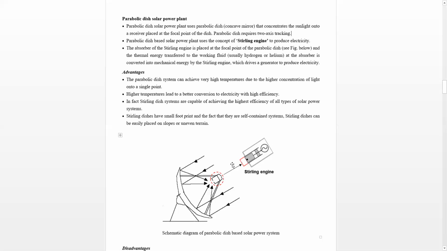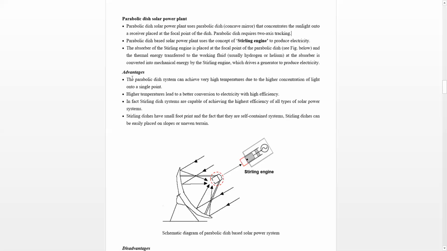Now, I'm not explaining the entire working of the Stirling engine because I hope every one of you knows it, right? And then you see the thermal energy. Let me read out this third point. The absorber of the Stirling engine is placed at the focal point of the parabolic dish, and thermal energy transferred to the working fluid, which is usually hydrogen or helium, at the absorber is converted to mechanical energy by the Stirling engine. So this absorbed energy is converted to mechanical energy by using this Stirling engine, and then this Stirling engine drives the generator to produce the electricity, right?